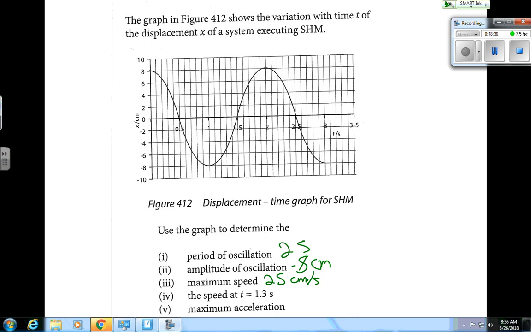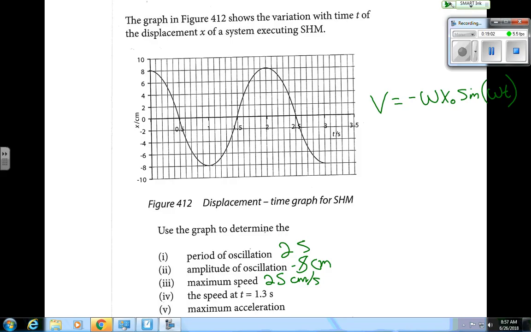Okay, so to find the speed at t equals 1.3 seconds, we're going to use the velocity equation that corresponds to the object being at maximum displacement at t equals 0. So that is going to be this velocity equation, negative omega times the amplitude times the sine of omega t. Okay? And for t, we will use 1.3 seconds. Omega we'll have to calculate. When you do that, you should get a velocity of 20 centimeters per second.